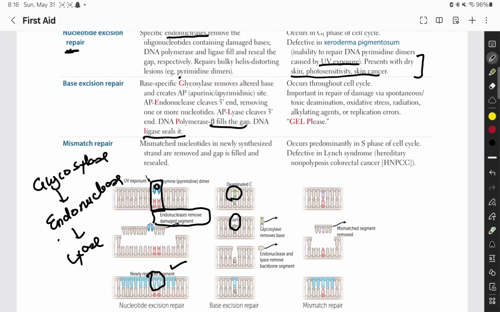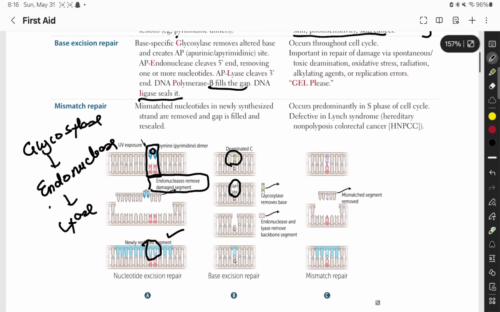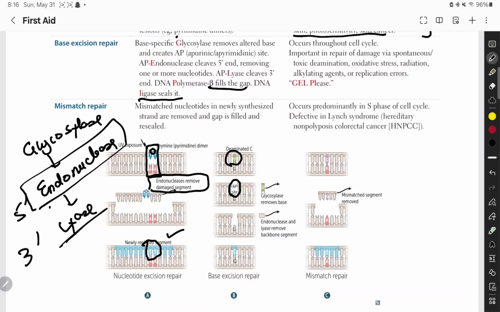So you remove the altered base. Then you have a 5' end and a 3' end, so you need one enzyme for the 5' end and another enzyme for the 3' end. You remember DNA replication occurs in the 5' to 3' direction, right? So first you use the endonuclease that cleaves the 5' side, and then you cleave the 3' side using lyase. The mnemonic for this is GEL, please. So you use glycosylase, endonuclease, and lyase, and then you use polymerase as well as ligase to seal the gap. I hope this helps.